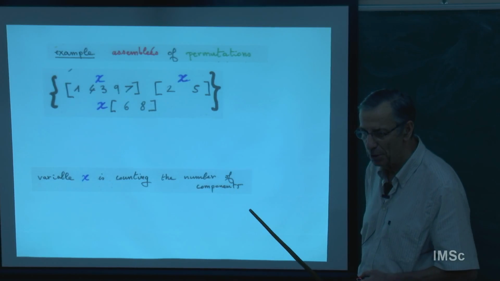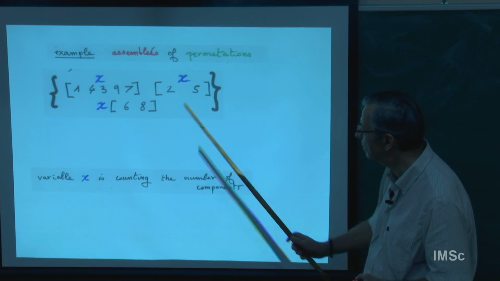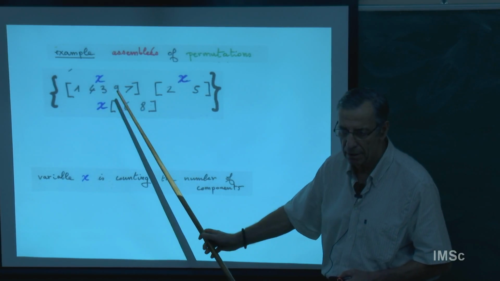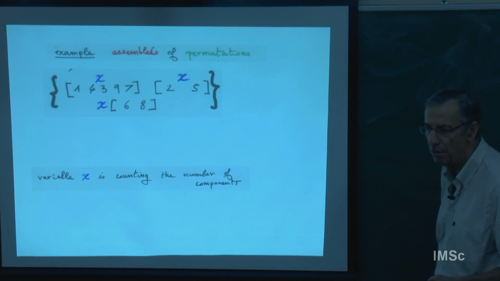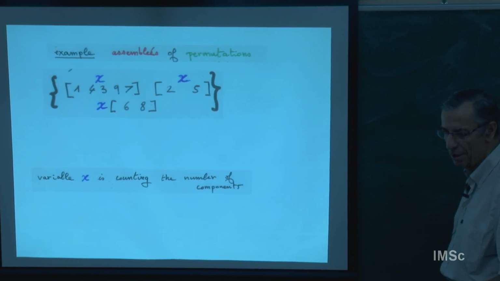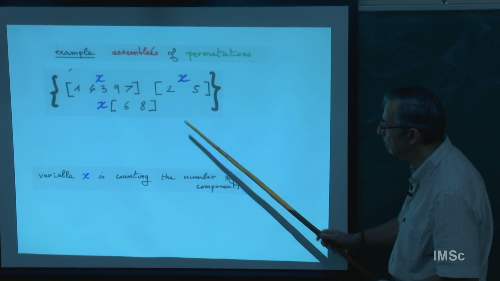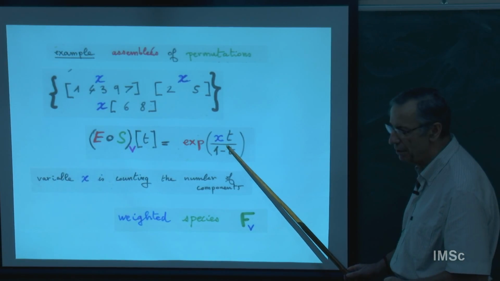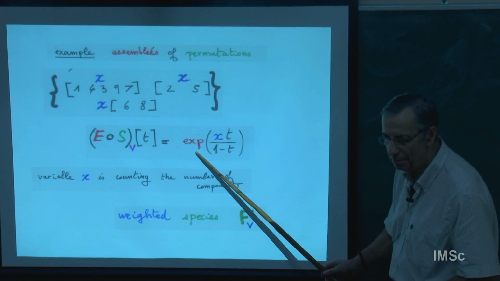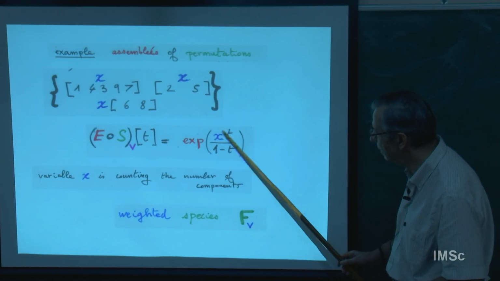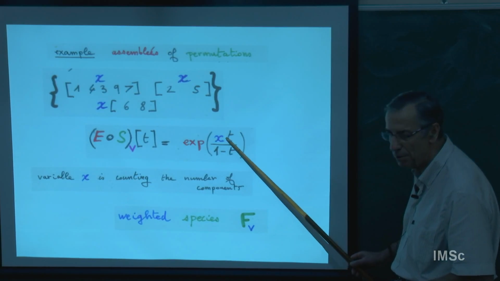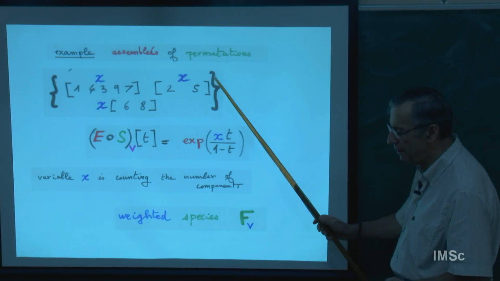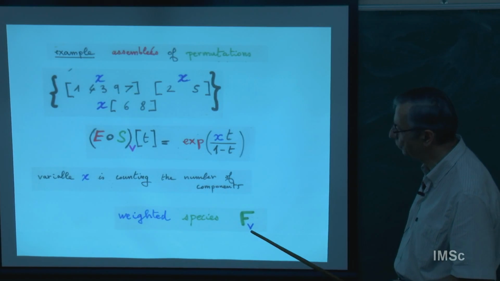Now I am going to work with weighted species. I would like, in this assembly, to put an extra variable x, which is going to count the number of blocks, the number of permutations in the assembly. So putting x in each block is equivalent, in the generating function, to putting an exponential, meaning an assembly of this. This is a permutation weighted by x.